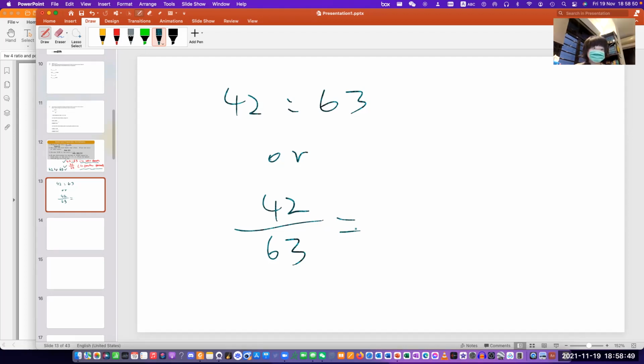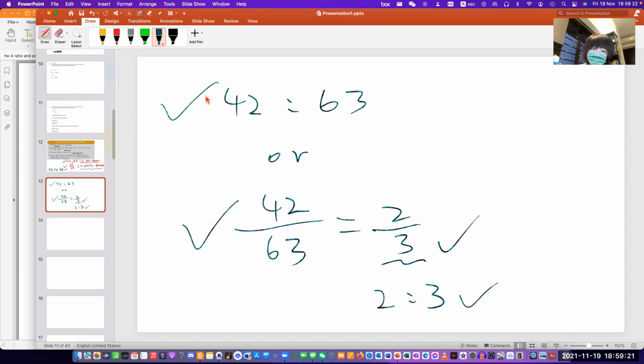Can you use your calculator and tell me what fraction you get? 2/3. Okay, you will get 2/3. So if you use your calculator, you're going to get 2/3. You can express your answer in this manner as well. So this is 2/3 and this is also 2 to 3. They mean the same thing. So how do you get 2 to 3? You can do it in fraction format or in ratio format. Let me do it in ratio format first.